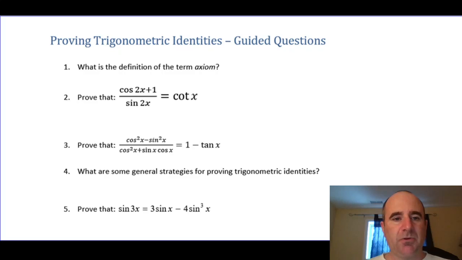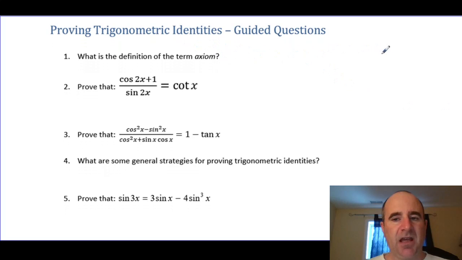The questions we're going to work on today: we're going to talk about what an axiom is and how that has to do with proving trigonometric identities. I have 3 proofs to do with you. And then in between, we're also going to talk about some general strategies for proving trigonometric identities that you can use. Okay, let's get to work.